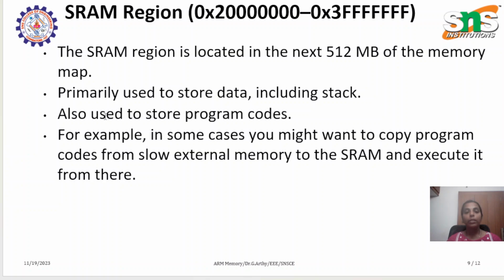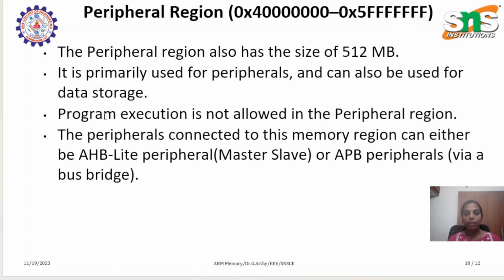Then we have the SRAM region, which is located in the next 512 MB of the memory. It is used to store data as well as stack. It can also be used to store program code. For example, if you want to copy program code from the slow external memory to the SRAM, we can do it and then execute it, so that the speed increases.